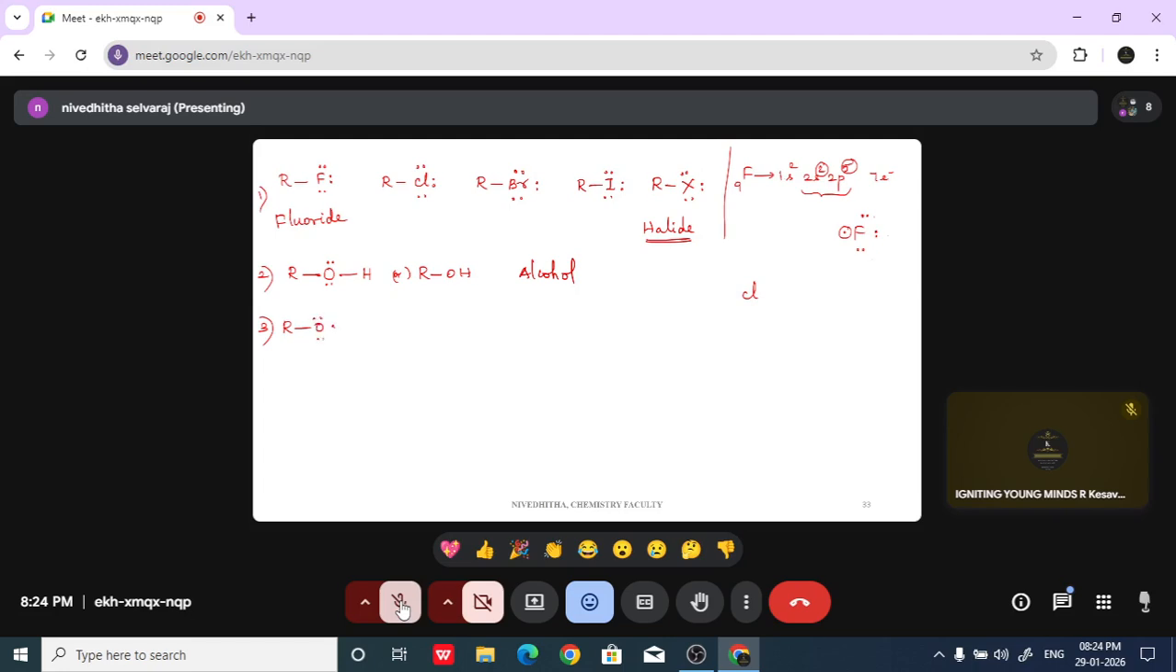Similarly, here we have one unpaired electron. This unpaired electron is again combining with another R group. What functional group is this? Just the oxygen. On the left side we have one R group and on the right side we have one R group. Ether, ma'am? Yes, it is ether.